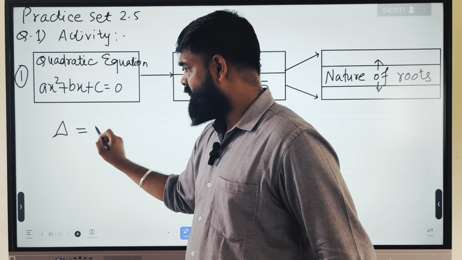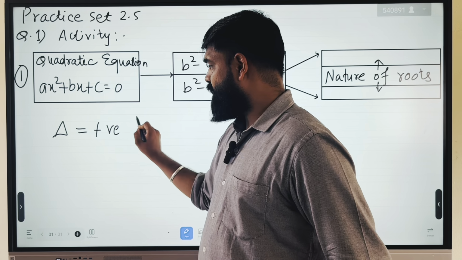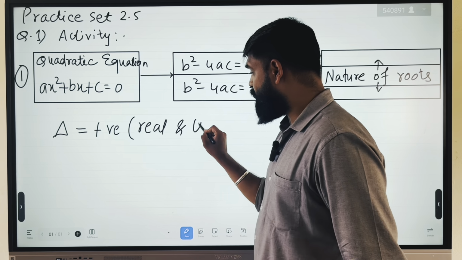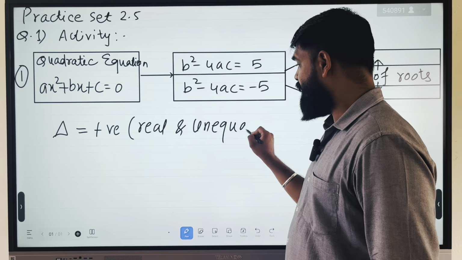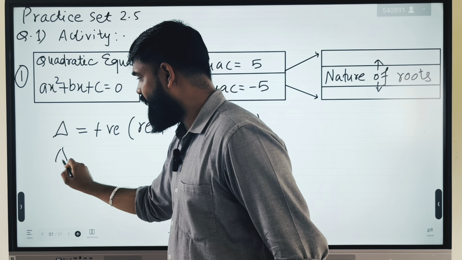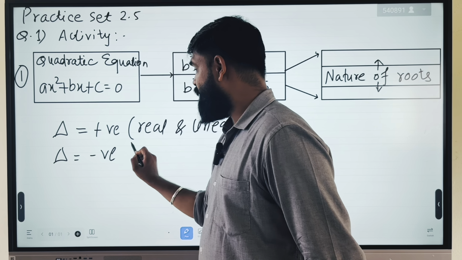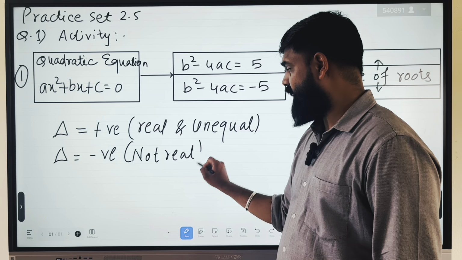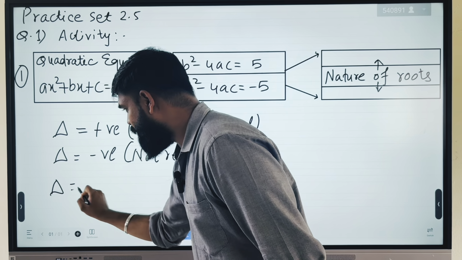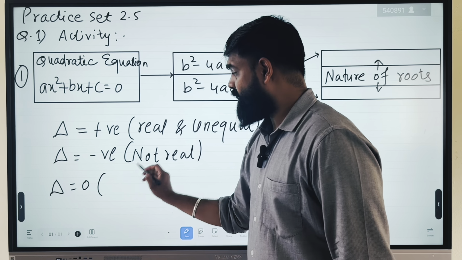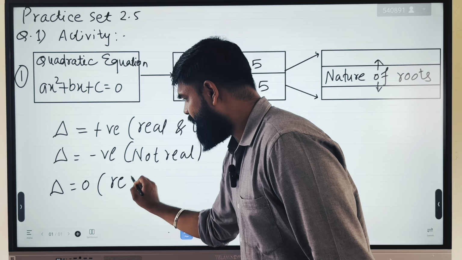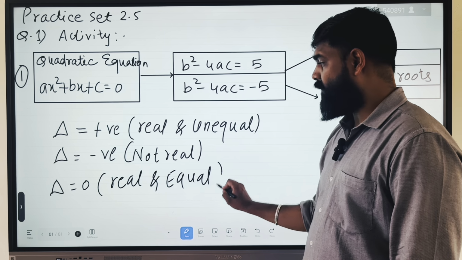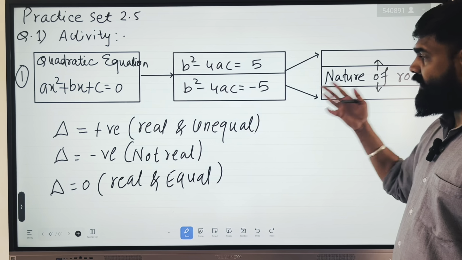If this delta is positive, then we have real and unequal roots. If this delta is negative, then we have not real roots. And if this delta is equal to 0, then our roots are real and equal. So these are the important conditions by which we can solve this question.